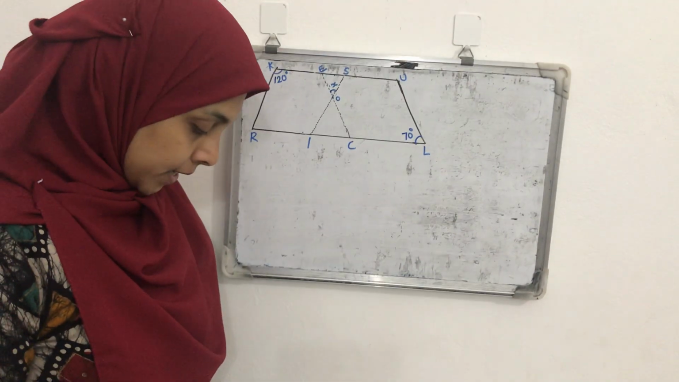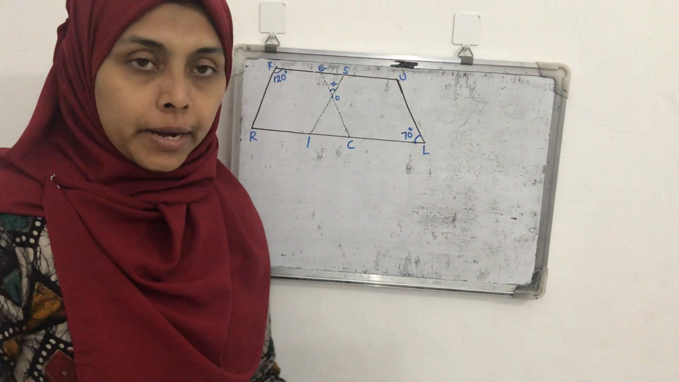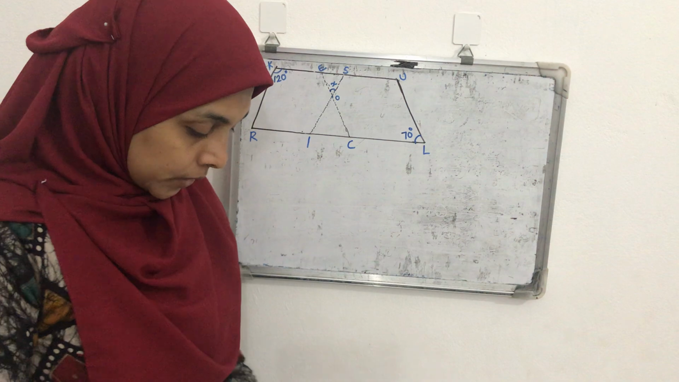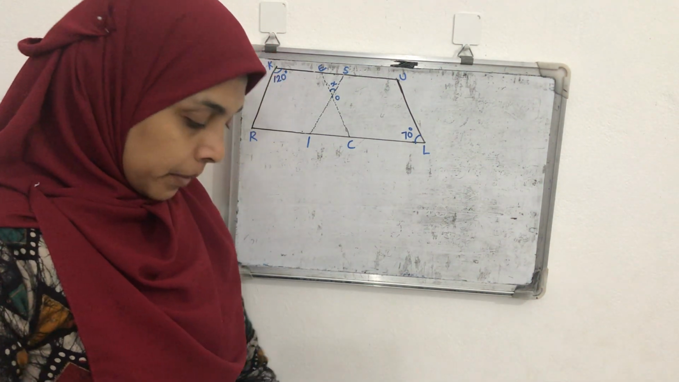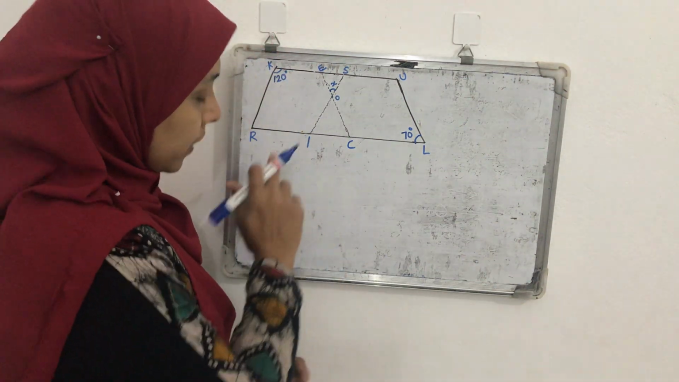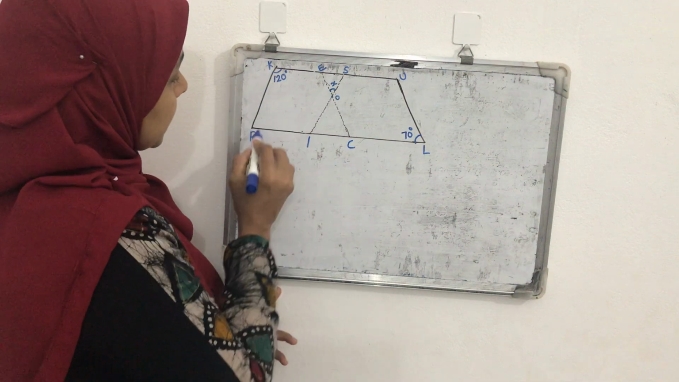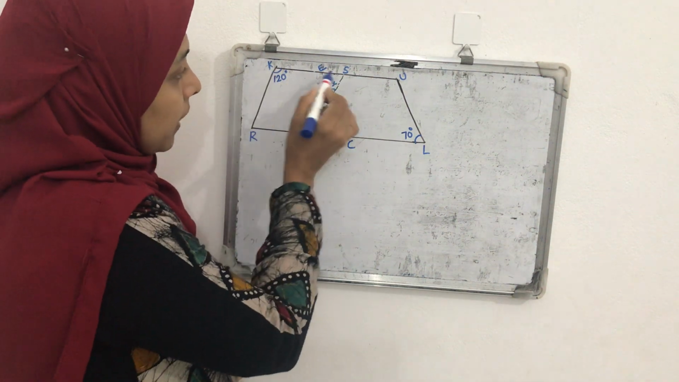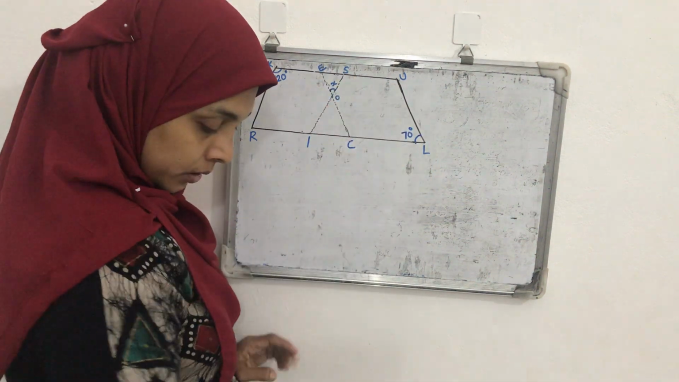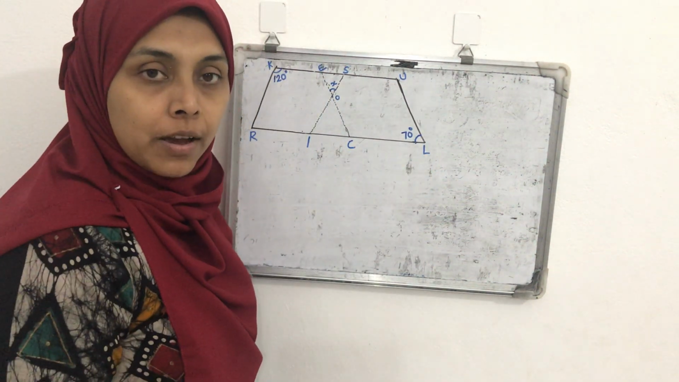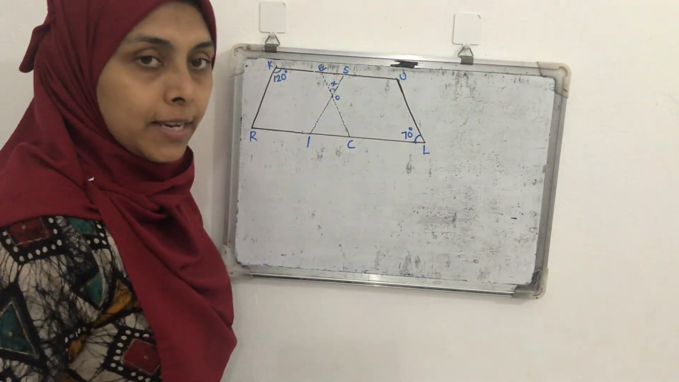Today the next question we can discuss is from that same exercise, question number 9. All of you look at the textbook and open question number 9. So this is the figure. The question is, in the given figure, RISK, R-I-S-K, and CLUE, C-L-U-E, these two are parallelograms. Find the value of x. We want to find out the value of x.